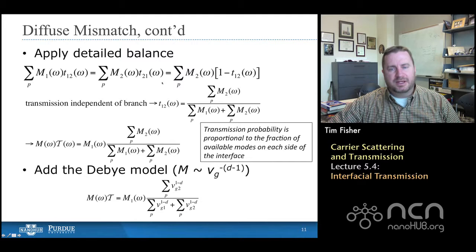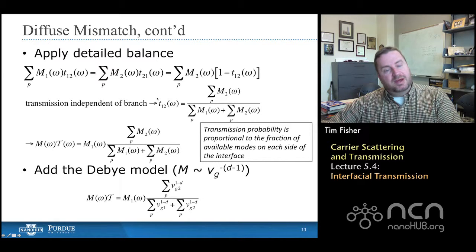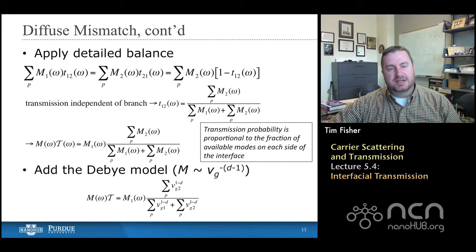What we find in this process, just substituting what we did on the last slide, is that the transmittance from 2 to 1 equals 1 minus the transmittance from 1 to 2. Again, we can still have different numbers of modes on each side, and so we have to keep those factors M around. If the transmission function or the transmittance is independent of the branch, that means we can pull these T12 and T21 out of the summations, and we solve for T12.